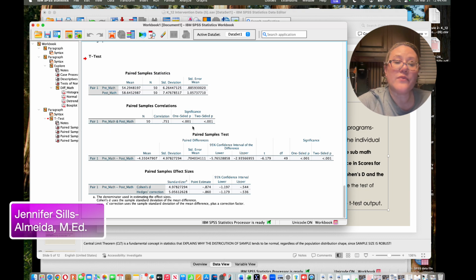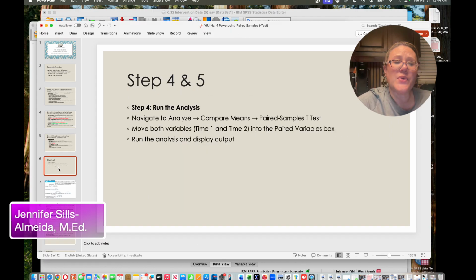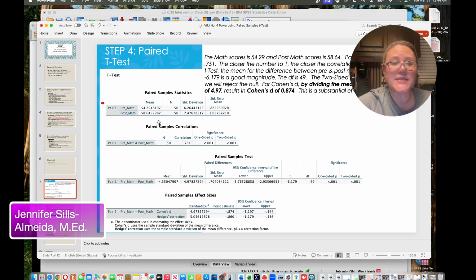First of all, we need to look at the P numbers. Since we've run the analysis, I want to go over to this paired t-test and look at it. It's the same numbers as before, but it's all in one page. The pre-math mean, like I was saying, was 54.29. Post is 58.64. The paired correlation value is 0.751. What this number means is that the closer we are to 1, the stronger the correlation is.